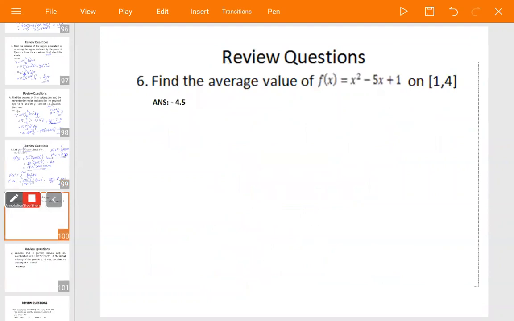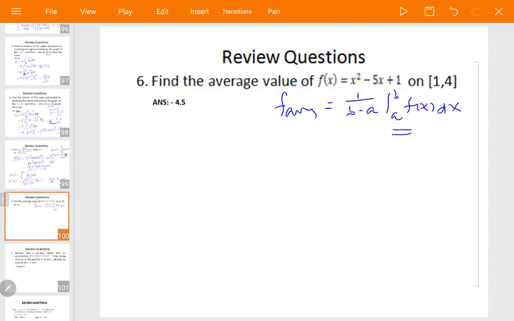Next, question number 6. Average value of a function. If you have any function f that is continuous on a closed interval a comma b, the average value of f is given by the formula 1 over b minus a, the integral from a to b of f of x dx. This gives us the average value of a continuous function on a given closed interval a comma b. Now, let us say our function.